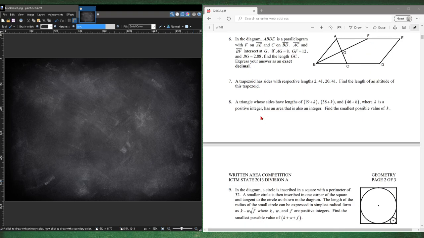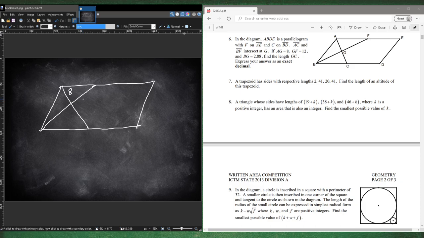Okay, number 6. In the diagram, ABDE is a parallelogram with F on AE and C on this. So basically, it's just describing the parallelogram. And this. So usually in geometry, you don't really need to read all of them. You just need to look for some keywords and just plug in some values, because you could just assume some things.